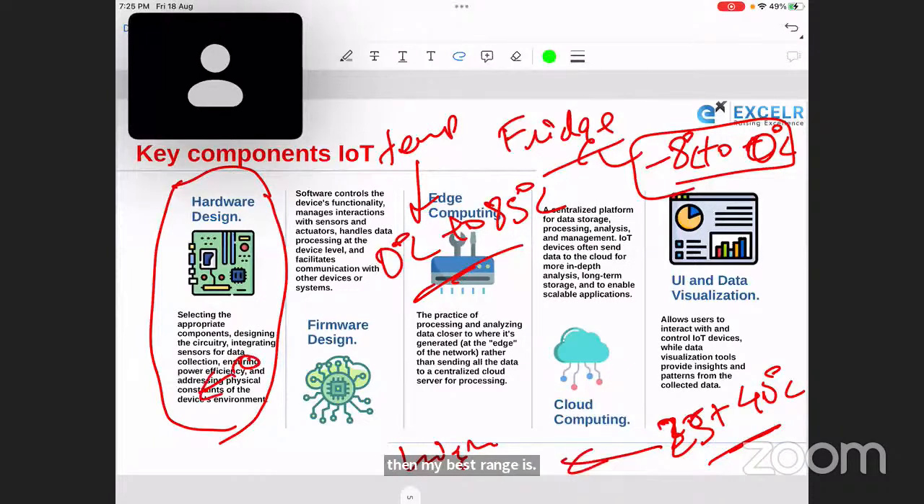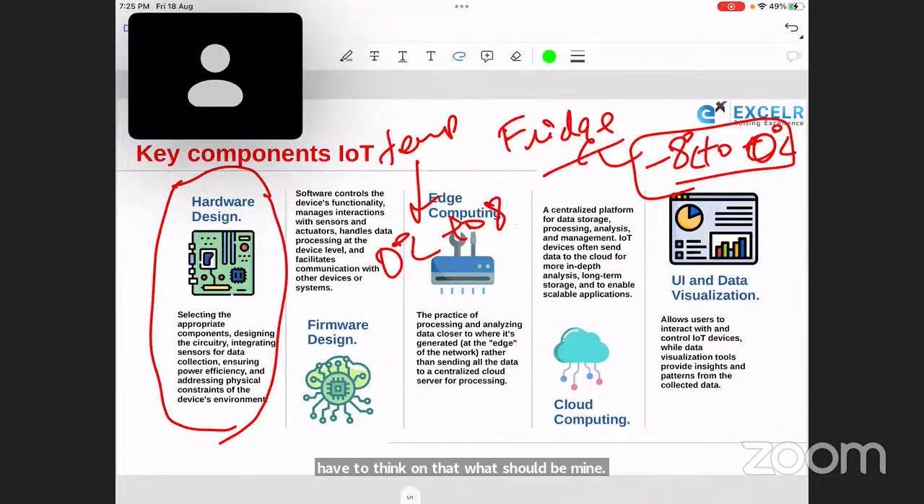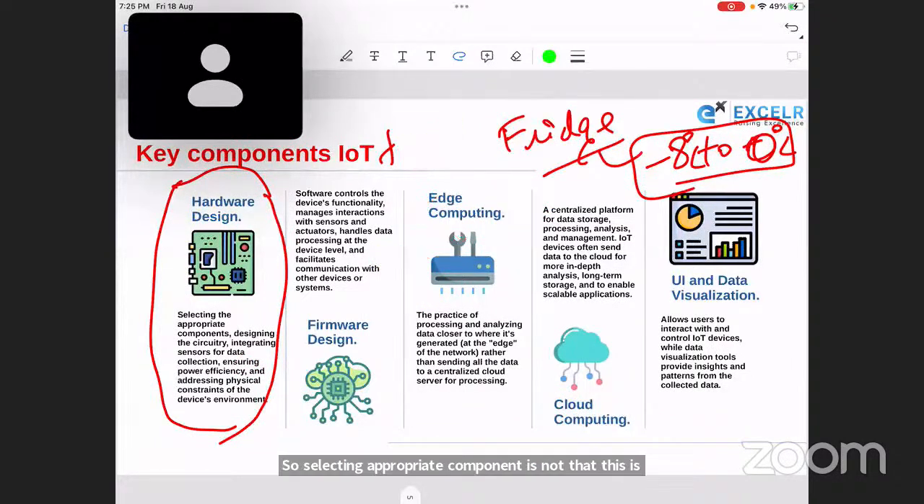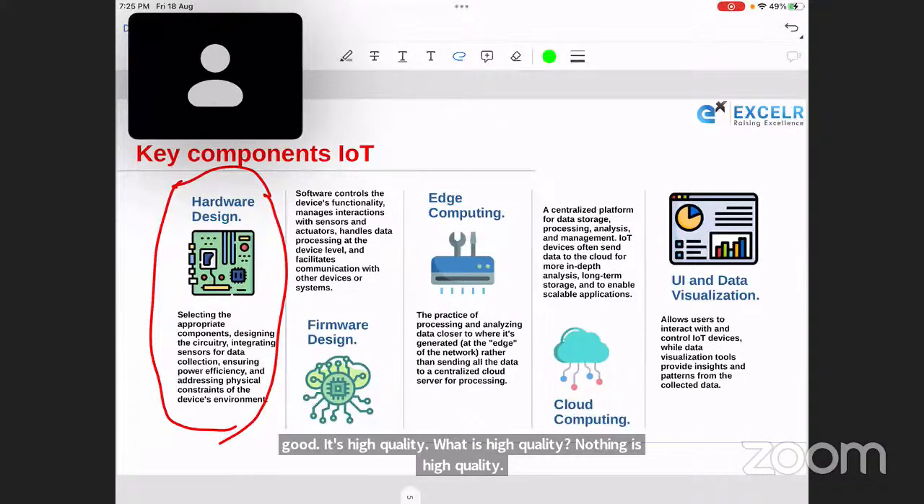So for each and every use case, I have to think about what my component should be. Selecting an appropriate component is not about this being the best sensor. There's nothing called best here. It's good, it's high quality. But what is high quality? Nothing is high quality on its own. It all depends on the use case. It all depends on how much money we can spend on it. So those kinds of things are very important.